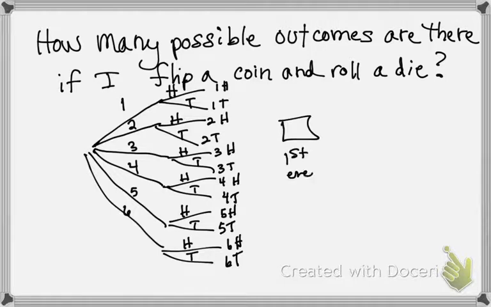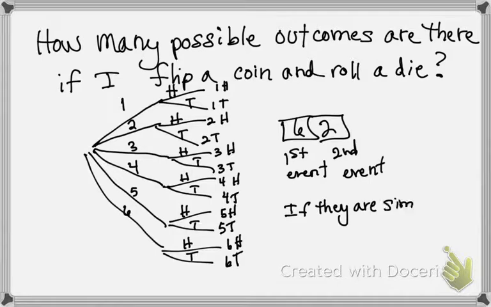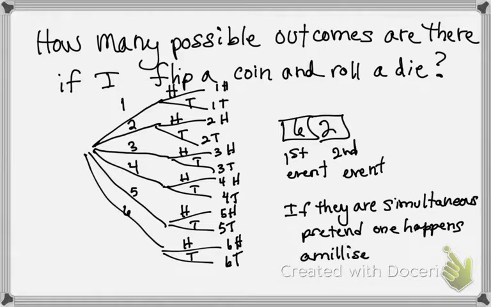The boxes are faster. The first event has 6 possible outcomes. The second event has 2. We multiply them, and we get 12 possible outcomes. If they're simultaneously happening, we just pretend one happens first to visualize it a millisecond before the second one. All right, so that's simultaneous or the same thing happening.